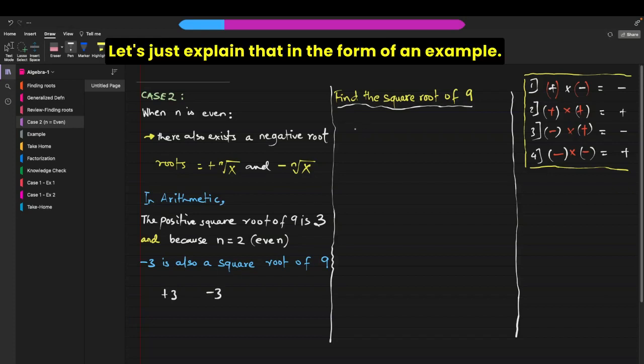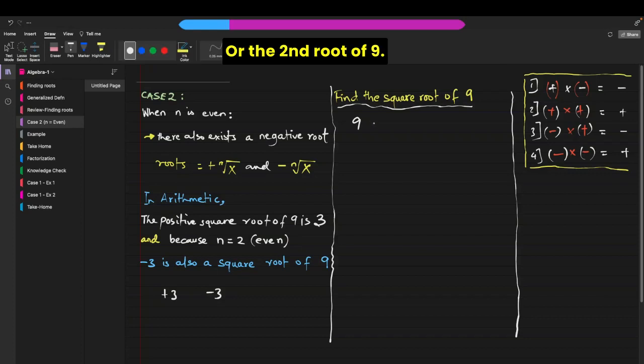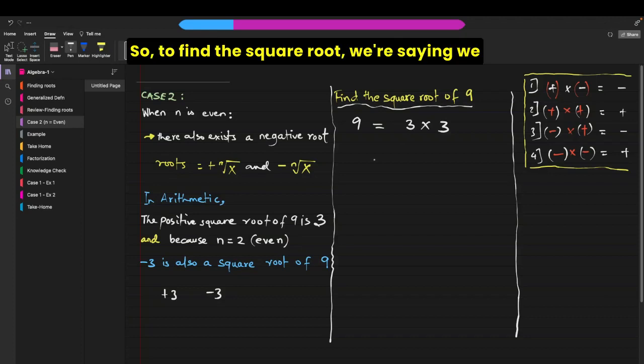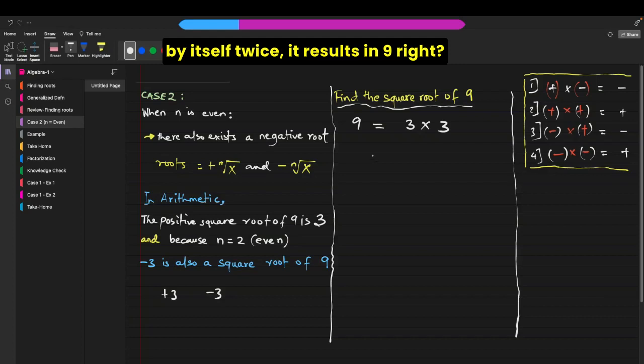So let's just explain that in the form of an example. So we're looking for the square root of 9, right? Or the second root of 9. So let's prime factorize 9. That will be 3 times 3. So to find the square root, we're saying we need a number such that when you multiply that number by itself, or when you multiply that number by itself twice, it results in 9, right? So we're saying that that number is 3. So the square root of 9 is equal to 3.